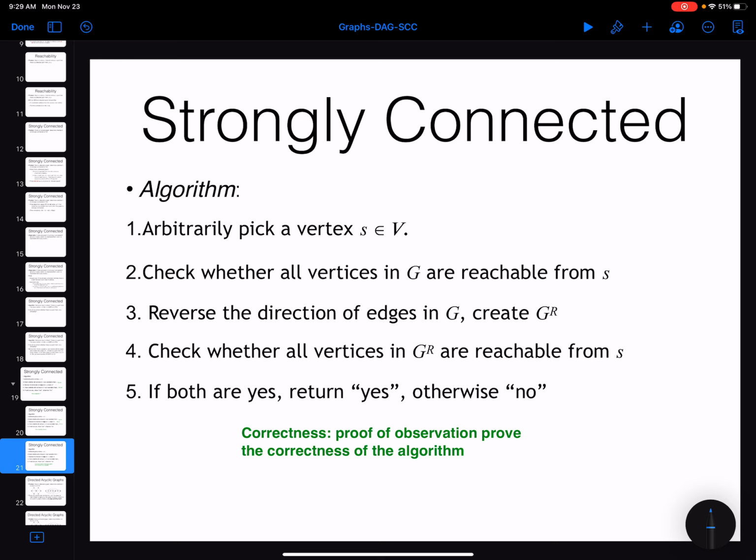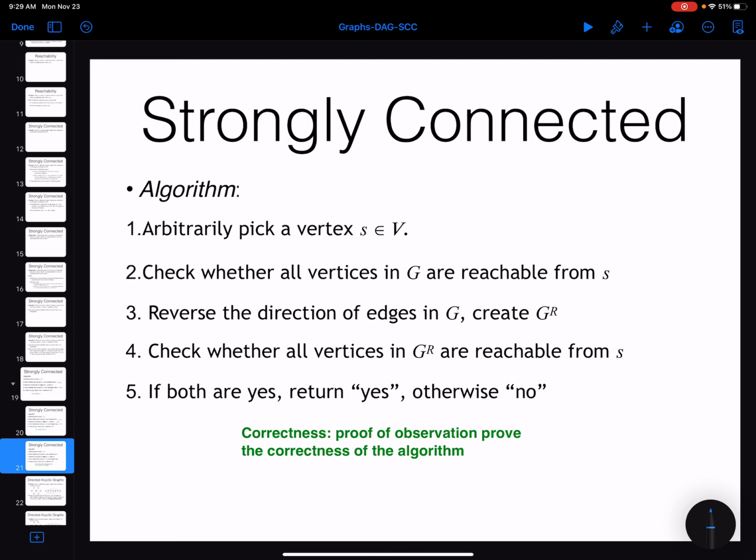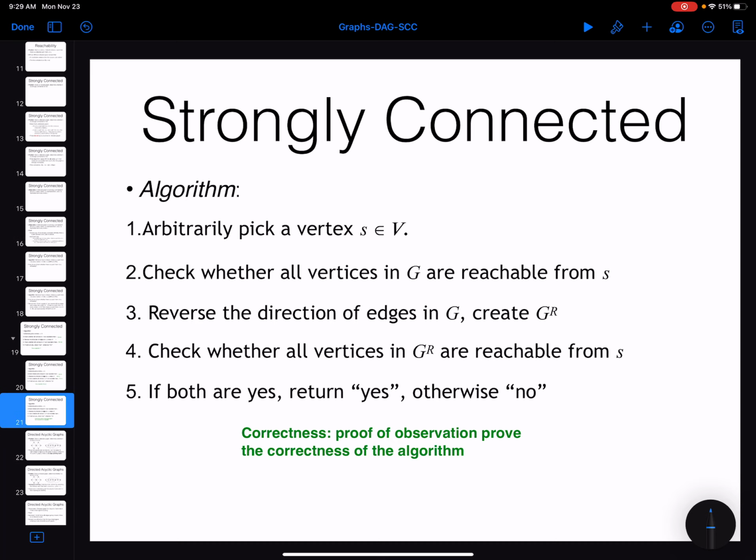The whole idea of the algorithm comes from that observation, and there is a proof for it. I have written the proof, the forward and backward directions for the if and only if statement. You can read it later to see how to write it, but it was intuitive. I just gave you the idea of the intuition here.